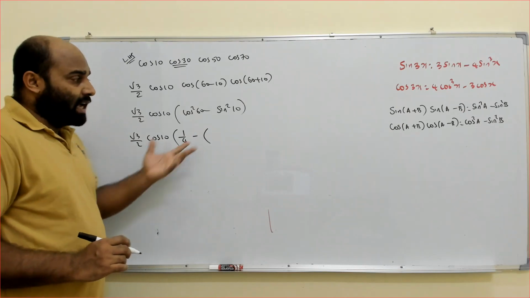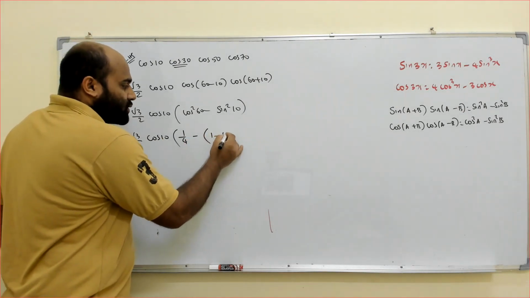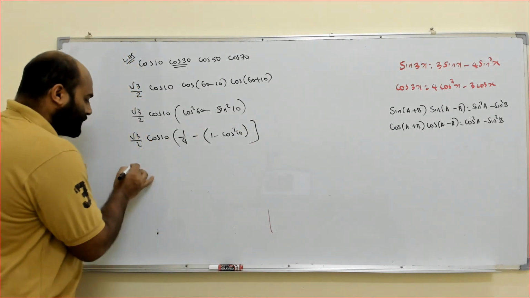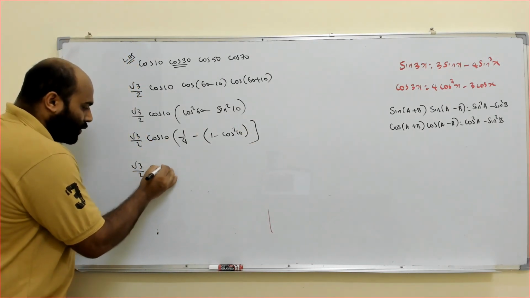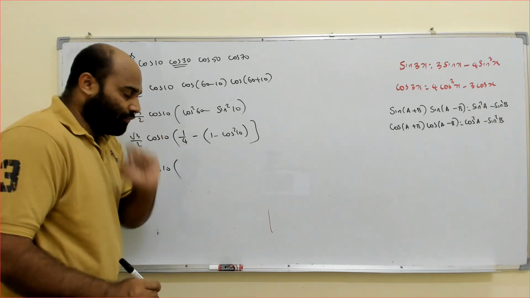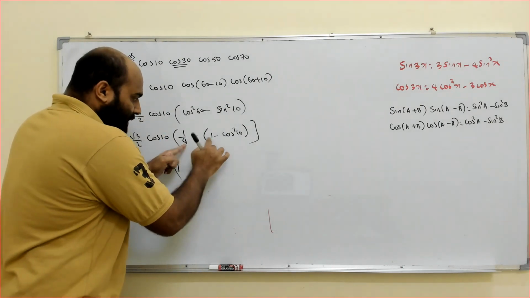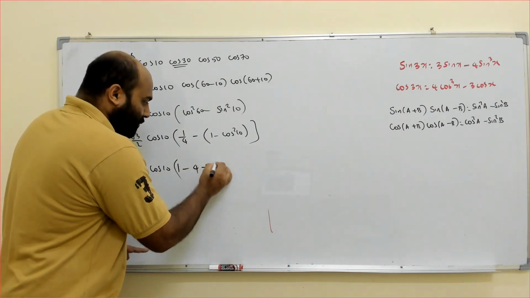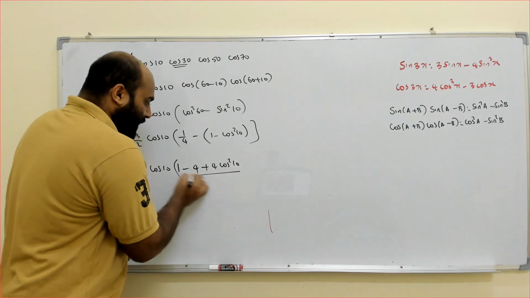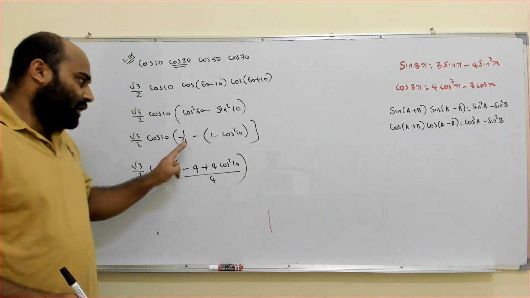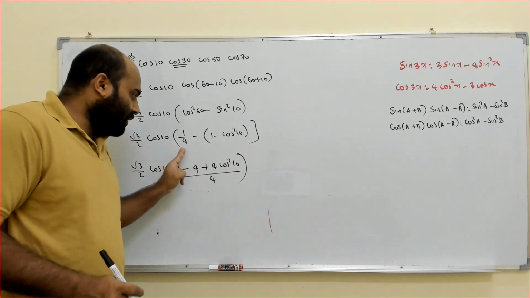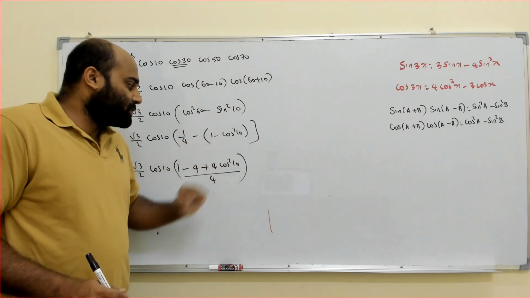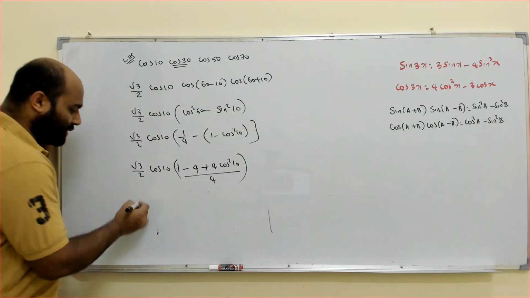Sin square 10 we can write as 1 minus cos square 10. Where did you learn this one? In grade 10. Now we have to take the LCM. You can see root 3 by 2 cos 10 into this one. Be careful, 1 minus is there, so minus 4 plus 4 cos square 10, divided by 4. Don't forget, this is minus 1, so when we multiply 4 into minus 1, we get minus 4, and plus 4 cos square. Now we can take 4 outside.